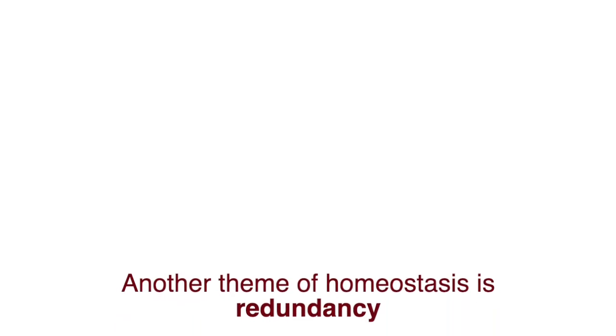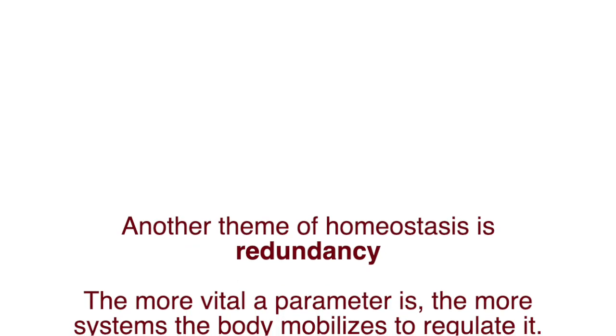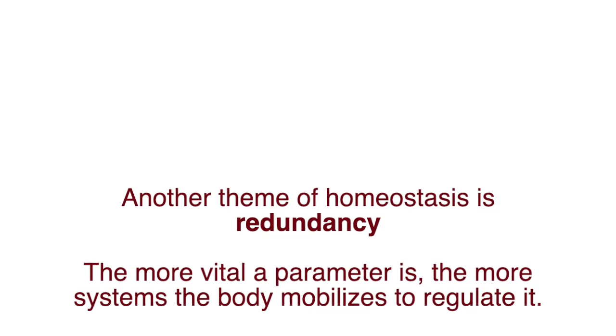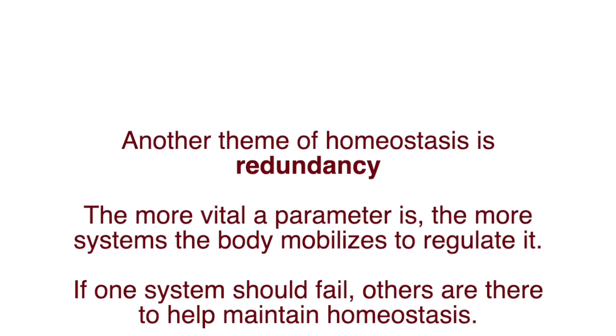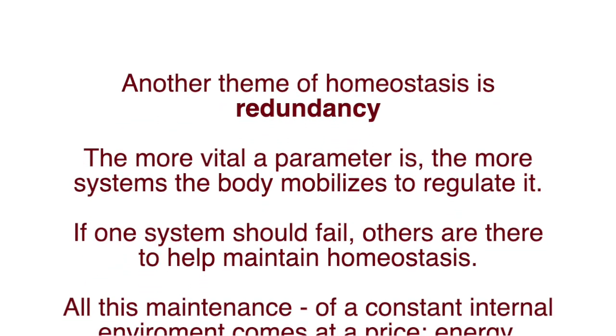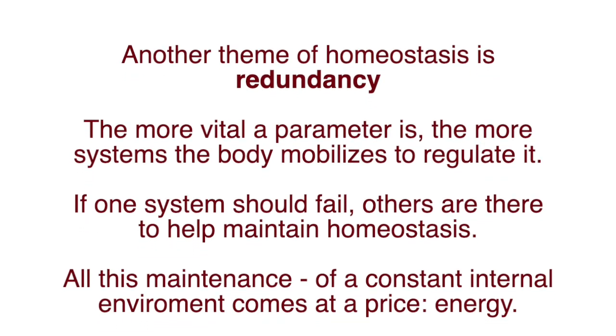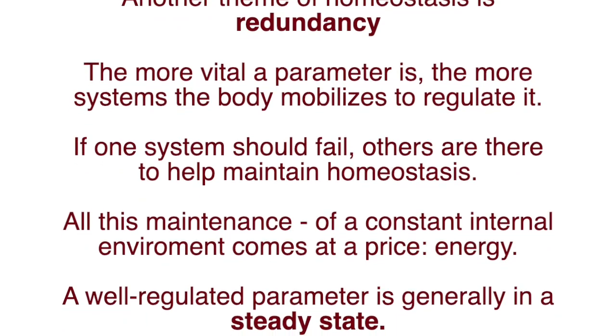Another theme of homeostasis is redundancy. The more vital a parameter is, the more systems the body mobilizes to regulate it. If one system should fail, others are there to help maintain homeostasis. All this maintenance of a constant internal environment comes at a price, that is, energy.